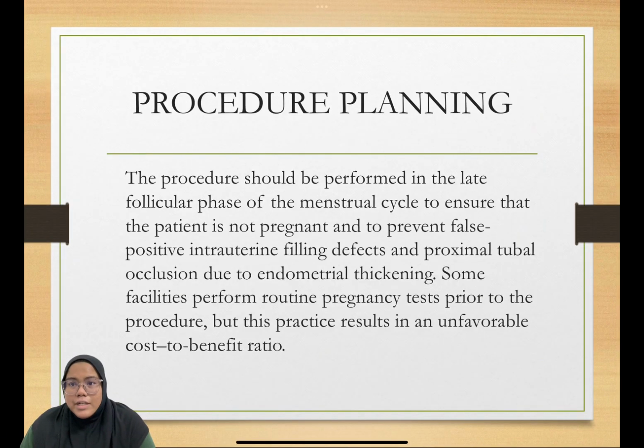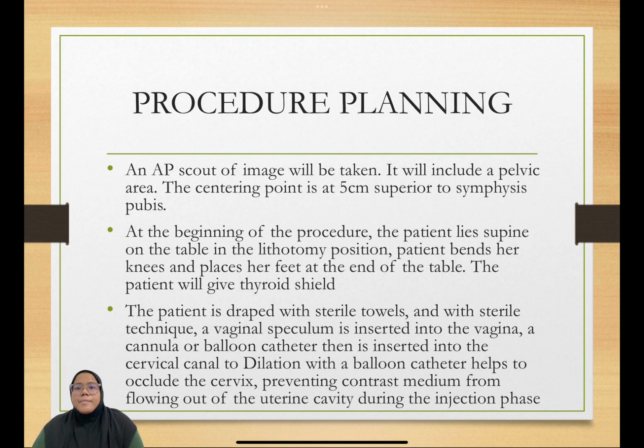The procedure planning. This procedure should be performed in the early follicular phase of the menstrual cycle to ensure that the patient is not pregnant and to prevent false intrauterine filling defects and proximal tubal occlusion due to endometrial thickening. Some facilities perform routine pregnancy tests prior to the procedure, but this practice results in an unfavorable cost to benefit ratio.